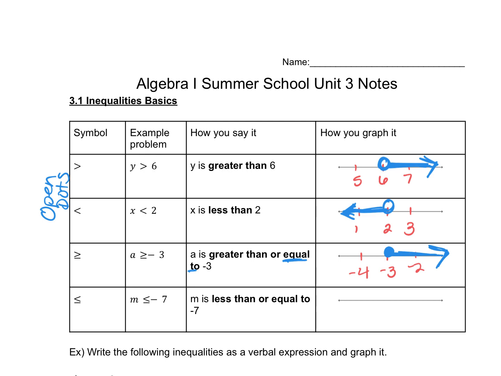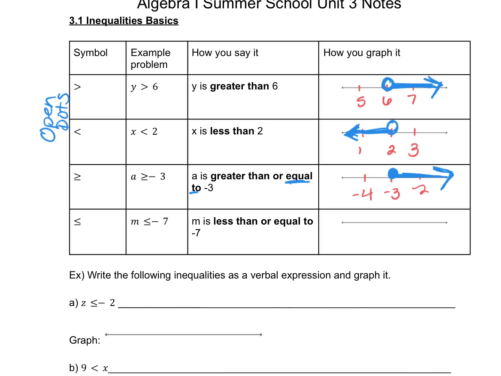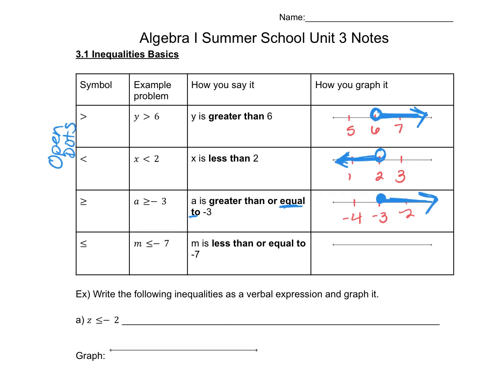And then the last of our symbols is m is less than or equal to -7. So let's go ahead and plot that. -7 will be in the middle, -8 on the left, and -6 on the right. This is also a closed dot because it's or equal to. And then less than or equal to would be going to the left. So if you noticed, these two were closed dots.